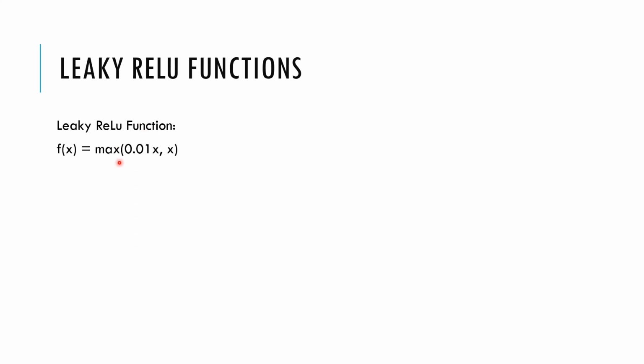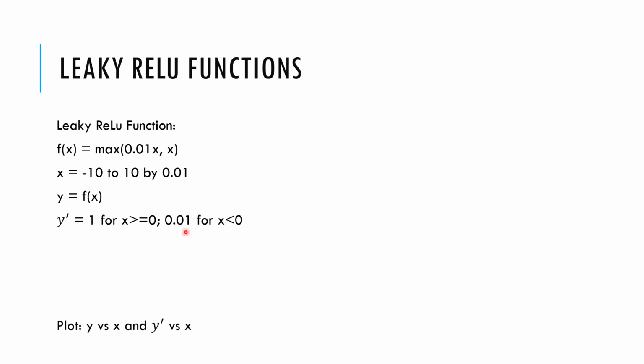The leaky ReLU function is defined as f(x) equal to max of 0.01x and x. Now what we do is take a very small fraction of x. Instead of 0, we are taking a small fraction of x. The example I have taken is 0.01; you can take a smaller value than this. I've just taken the same example as before. And this is the gradient of this function, which is 1 for all the values of x greater than or equal to 0. For all the values of x less than 0, it is 0.01.